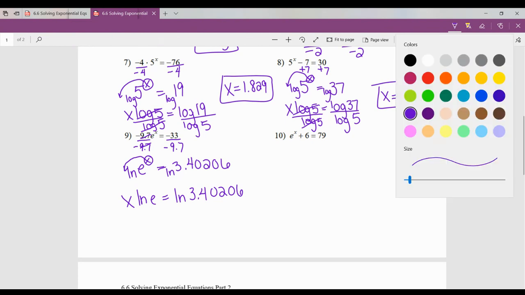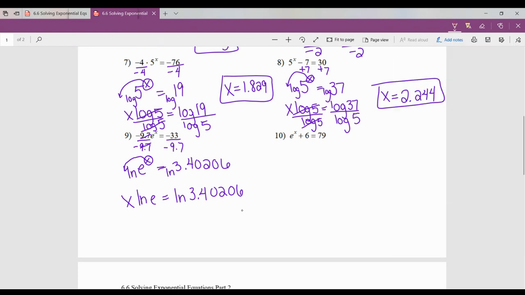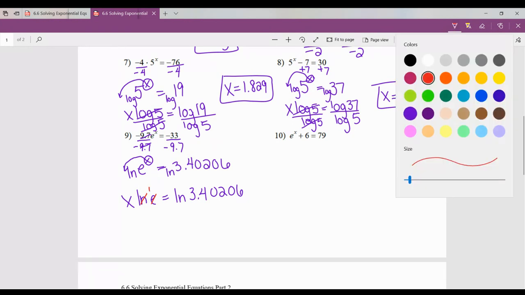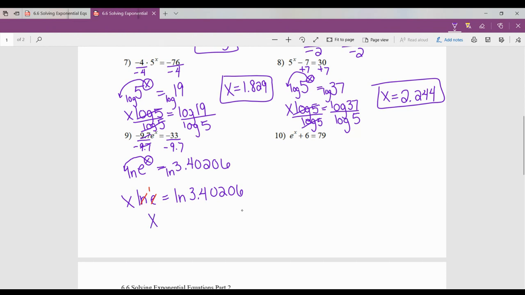So now, the ln and the e are inverses, so they cancel each other out and equal 1. x times 1 is just x, equals, and now we're going to do ln of that answer that we had. So it's going to be 1.224. Final answer.